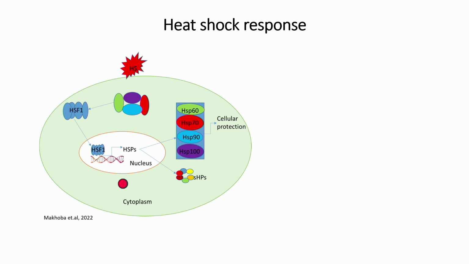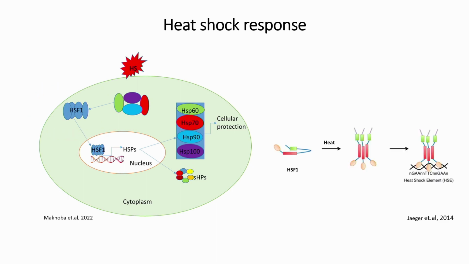I want to focus your attention on one specific transcription factor, which is heat shock factor 1. Heat shock factor 1 is present in the cytoplasm in a monomeric form, and upon heat shock, it trimerizes and migrates to the nucleus, and it binds to specific sequences, the heat shock elements, that are present in the promoter of the heat shock proteins.